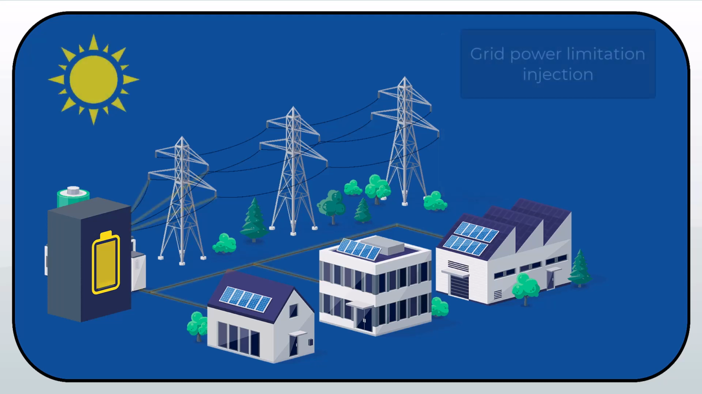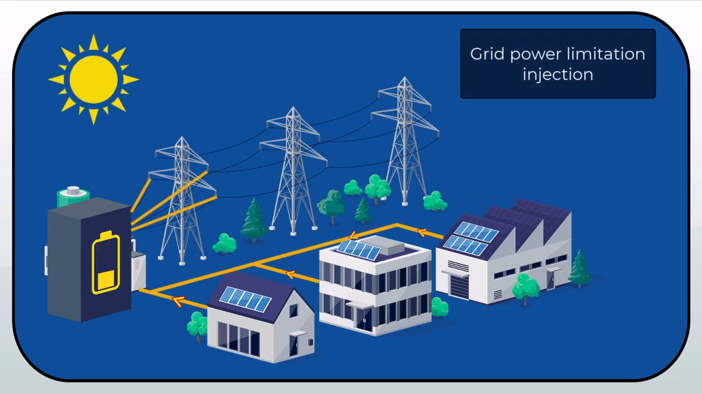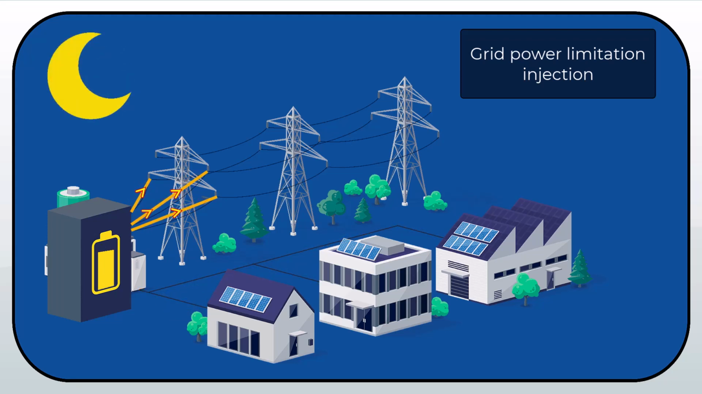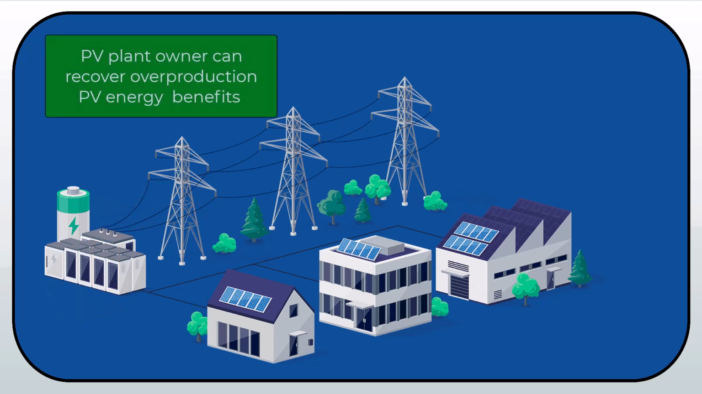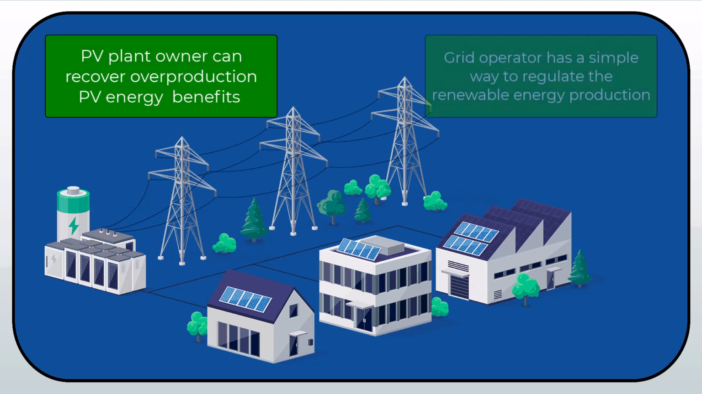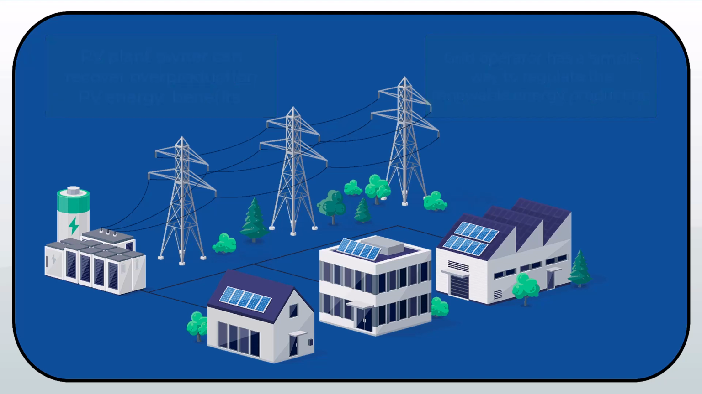If the grid operator limits the power that can be injected into the grid, a BESS can store energy during periods of overproduction and release it at a time when the PV generation drops below the injection limit. This will have two advantages. On one hand, the PV plant owner can recover benefits which would otherwise be lost. On the other hand, the grid operator has a simple way to regulate the renewable energy generation.